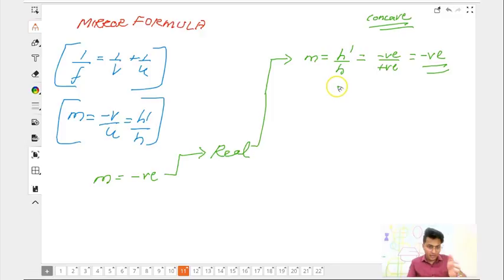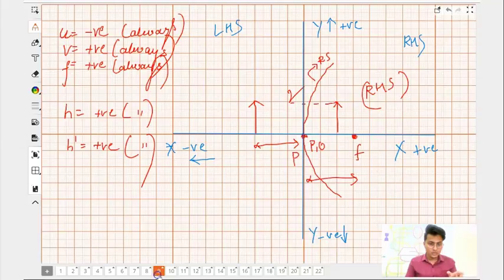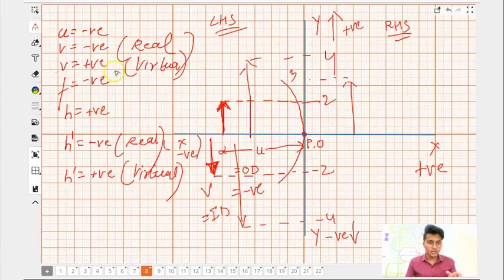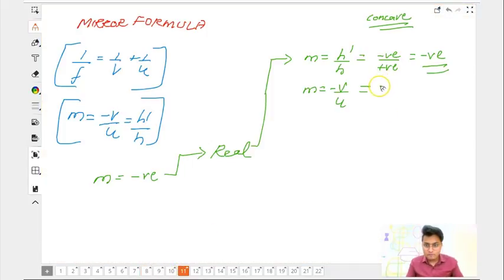How do you prove it? If you want to prove through minus v by u, you can do that also. Look at this. m is equal to minus v by u. When the image is real and inverted, v is on the left hand side. You already wrote down the sign convention for concave mirror. When v is on the left hand side, it is negative. So I'll write down v as negative.